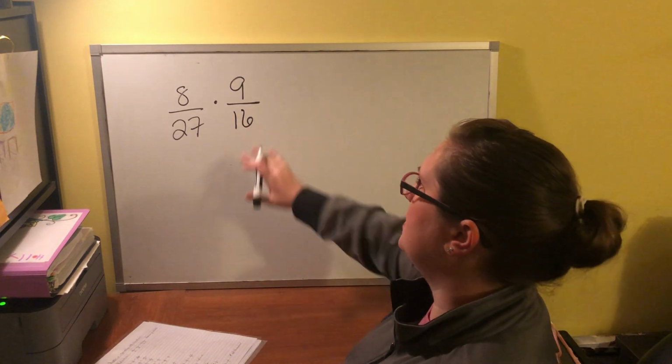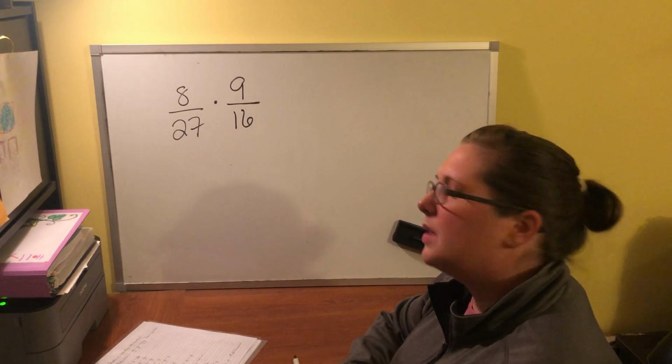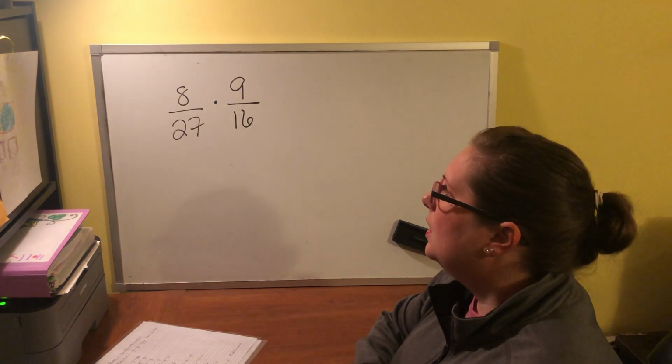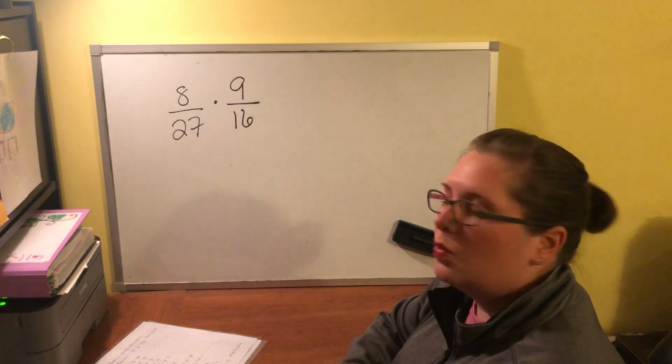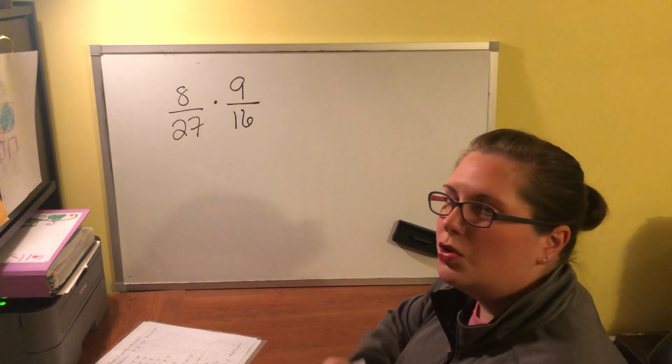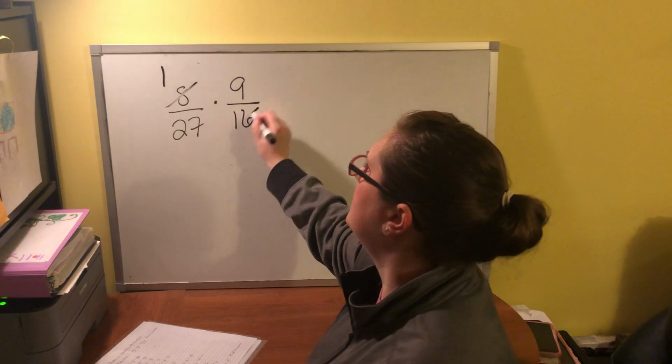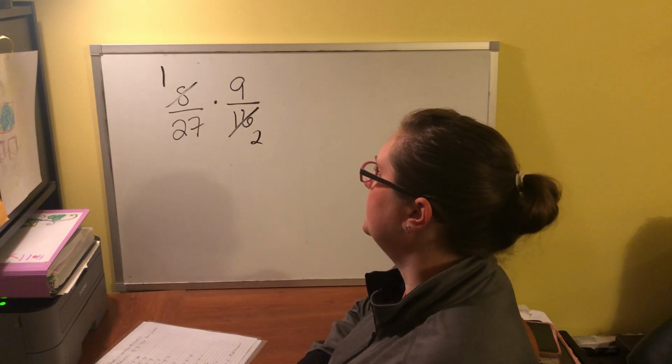So let's look here at 8 and 16. Is there a number that goes into 8 and 16, right? A factor that I can divide out? Well, 8 goes into both, and if you weren't sure, you could have started with 2. You just would have had to do a couple more steps. So 8 divided by 8 is 1. 16 divided by 8 is 2.